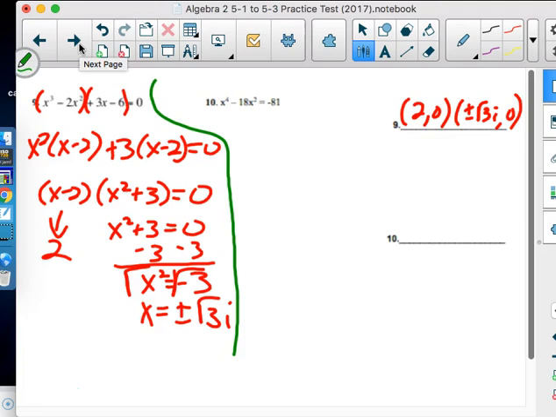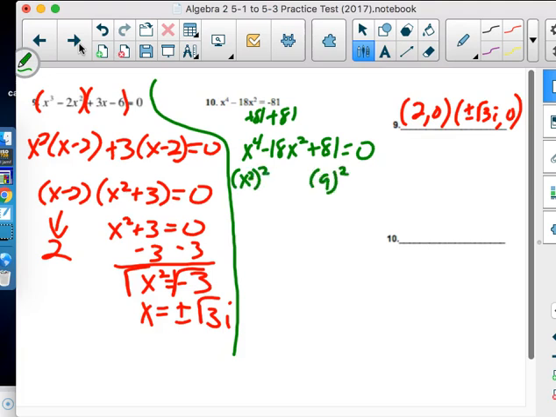Number 10. What do you see? Looks good. Start factoring. What's wrong with it? Gotta move the 81 over. Negative 81, we'd have to add 81 to both sides. But this might be a perfect square trinomial. x squared times 9 is 9x squared. If you double 9x squared, do you get 18? It is.